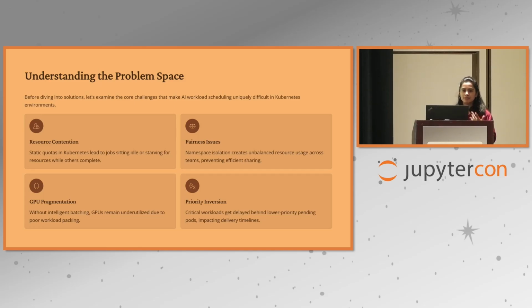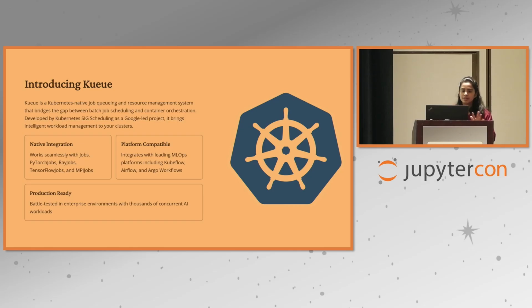This problem has been there, and there are a couple of other open source applications working on it, like KAI Scheduler and Kueue. I'll explain again what Kueue is. Kueue is a Kubernetes-native job queuing and resource management system. It's native to Kubernetes, so you don't have to worry about any dependencies or any new jobs or anything like that.